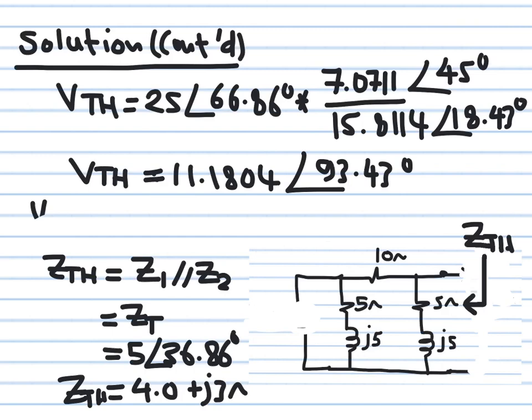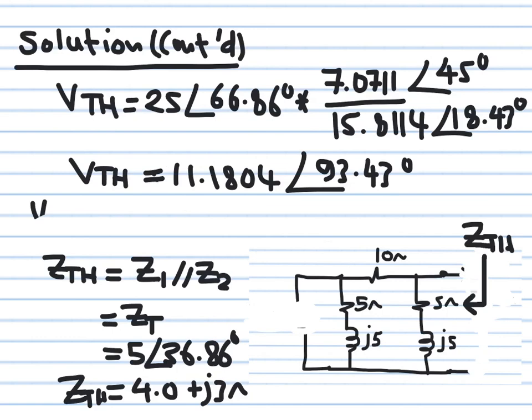I converted all these numbers to their polar form. This is V1, this is 5 plus J5 in polar form, and this is 15 plus J5 in polar form. I'm going to multiply the three moduli and I got this number here. I'm going to add this angle and then subtract this angle, and I got this angle here. So this is my Thevenin voltage.